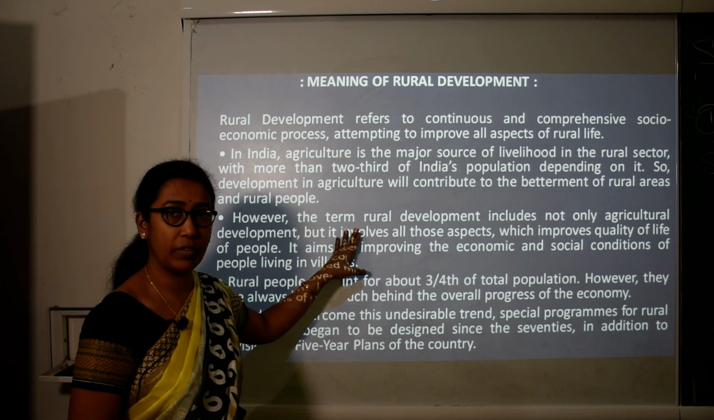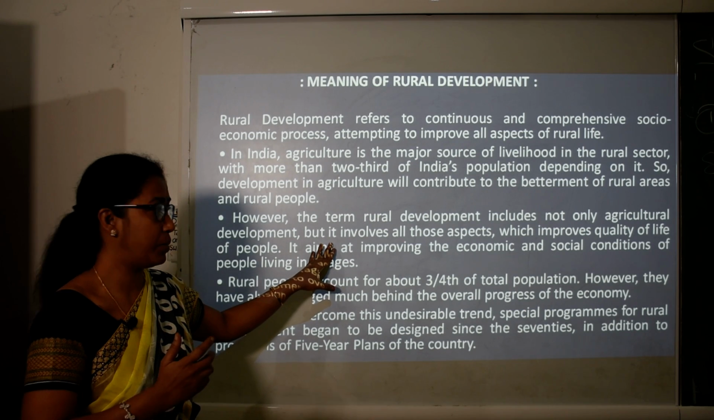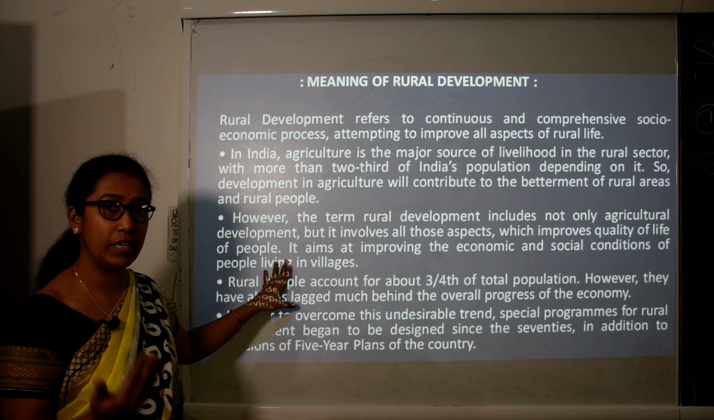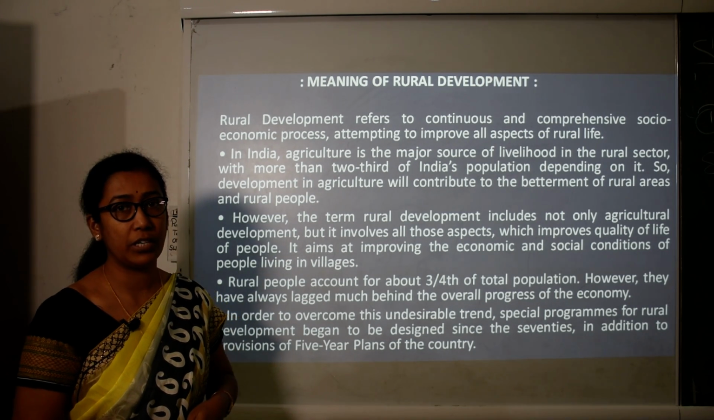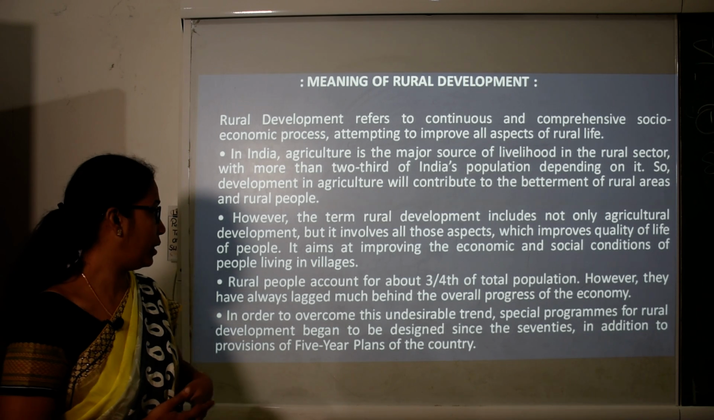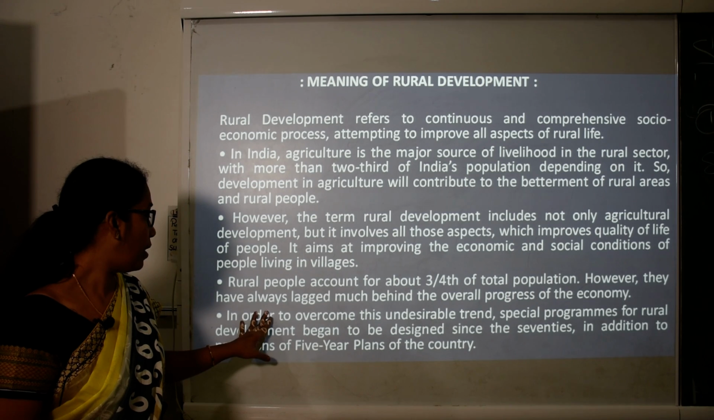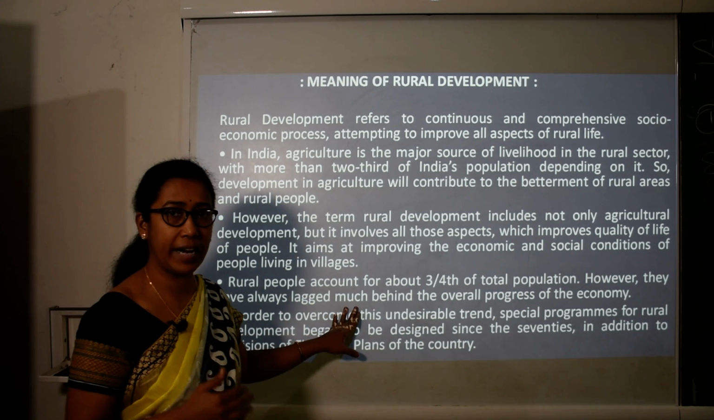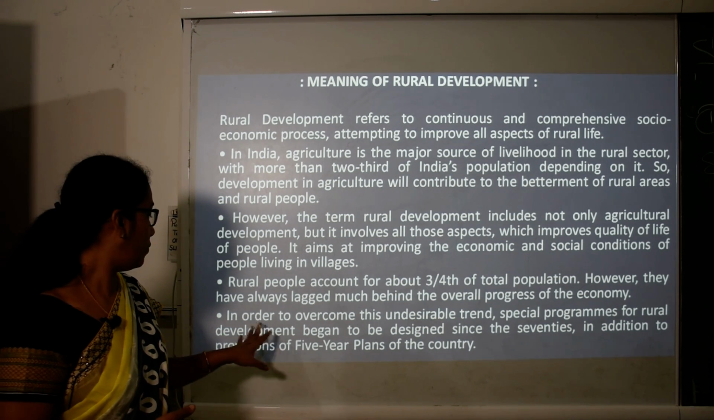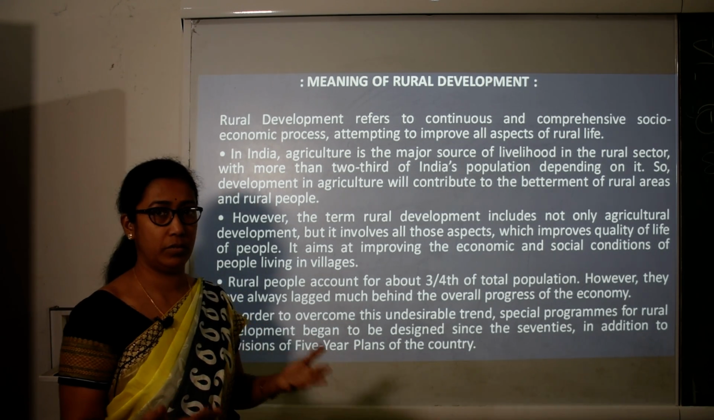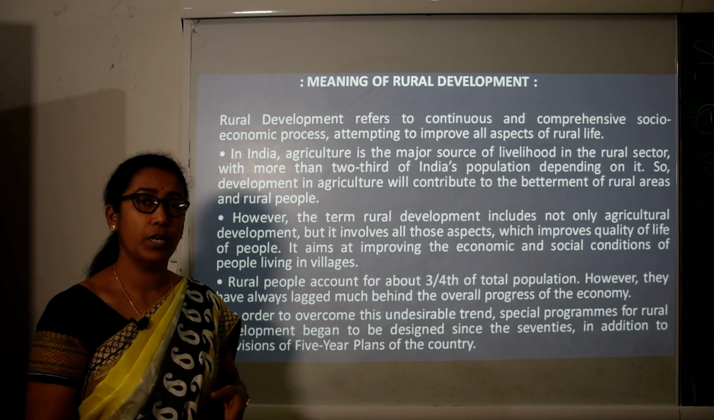However, the term rural development includes not only agricultural development but involves all other aspects in rural areas which improve their quality of life and their standard of living, and hence it improves the economic and social conditions of all those people who are living in rural areas. Rural people account for about 3/4 of the total population. However, they have always lagged behind, that means they are always behind the overall progress of the economy. In order to overcome this undesirable trend, special programs are launched for rural development by our government.